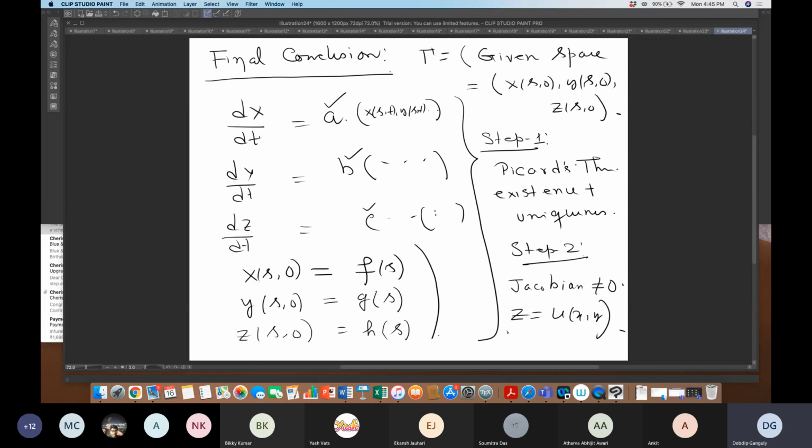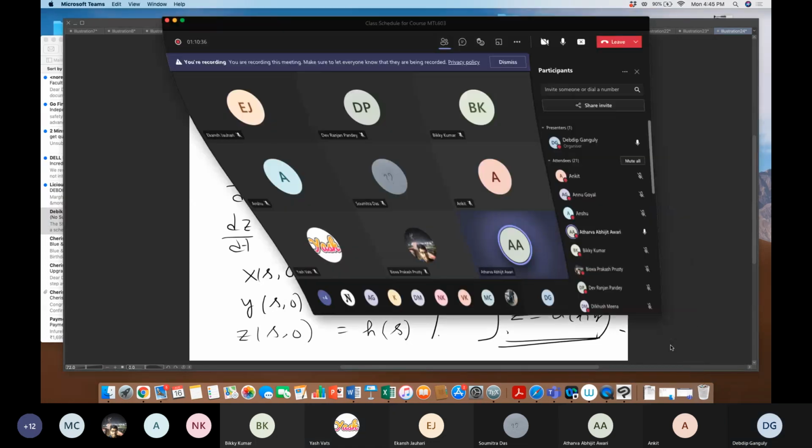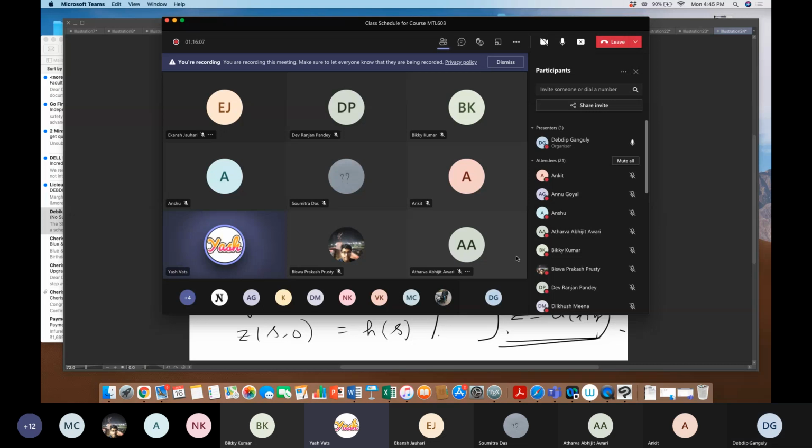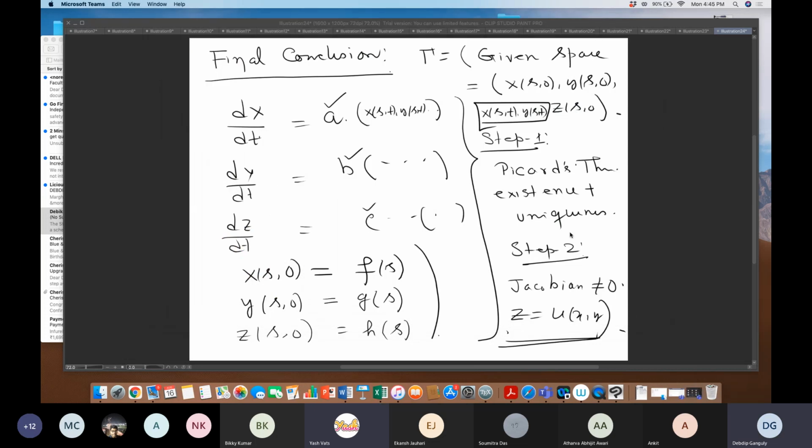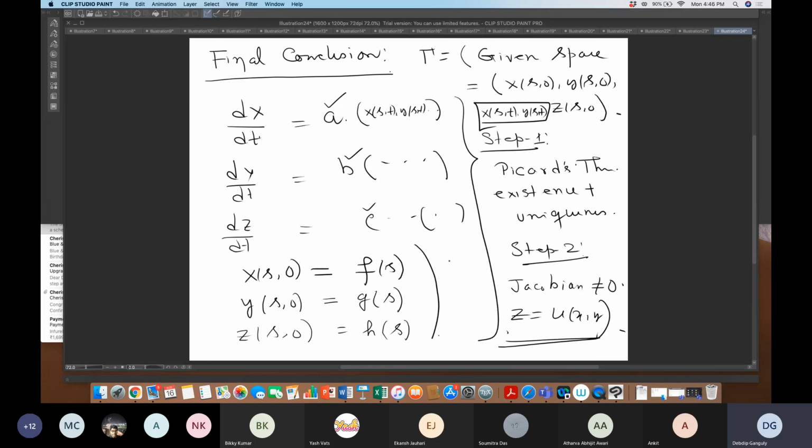And step 2, we have to check the Jacobian of this map, x(s,t) and y(s,t). Once the Jacobian is non-zero, we can invert it and you can get z equal to u of x, y. Now you tell me, is it clear or not? All of you. Locally invertible, because of existence and uniqueness of Picard's theorem. If you go to the ODE notes, you will see that Picard's theorem is for t equal to 0. That means near t equal to 0, you can get a solution.